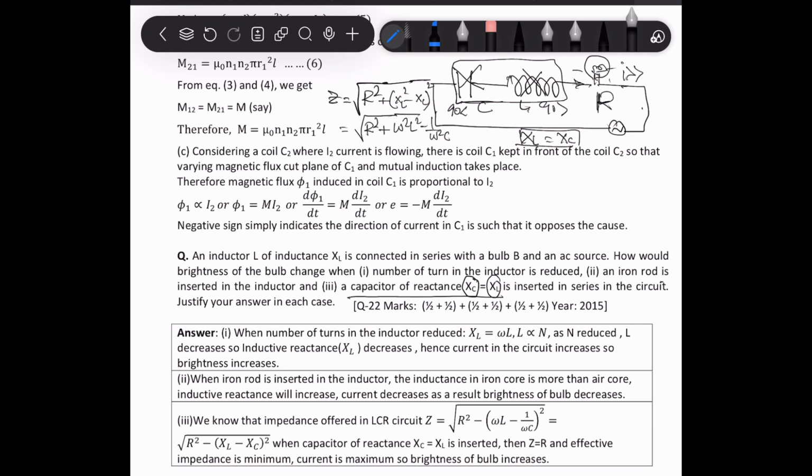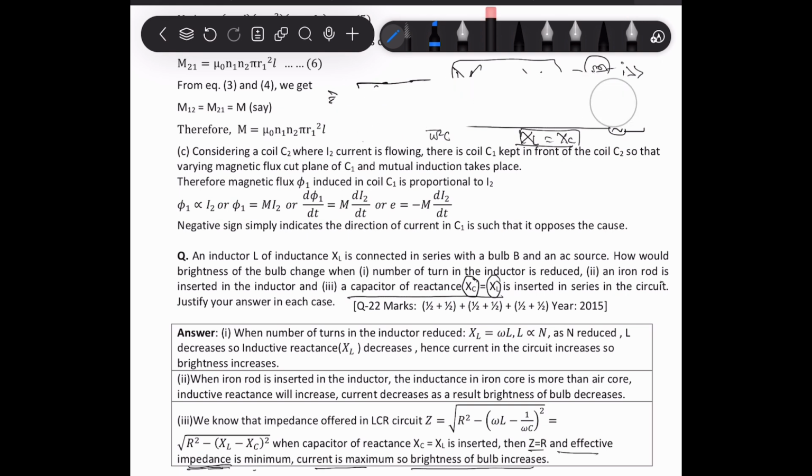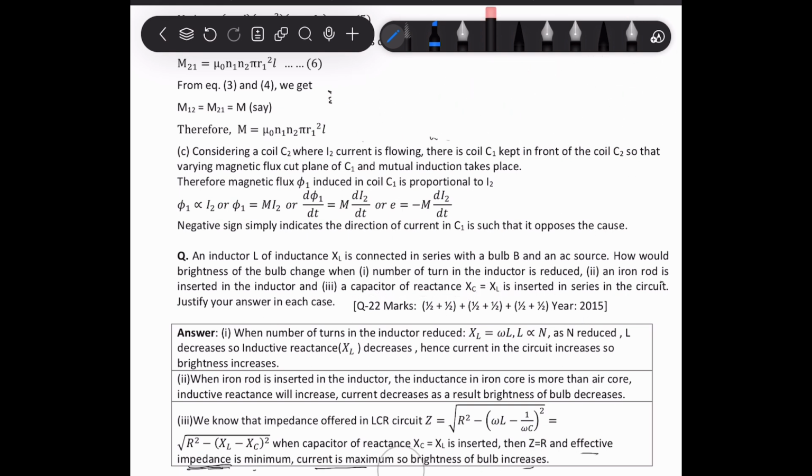So see, when the capacitor is inserted, then Z is equal to R. Only the resistance offered is the ohmic resistance of this bulb. And the effective impedance, the total resistance, is minimum, so current will increase, the brightness of the bulb will increase, correct? Now next question, let's take this screenshot. Okay, we'll go to the next question.